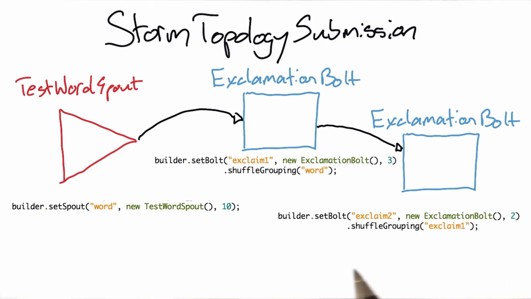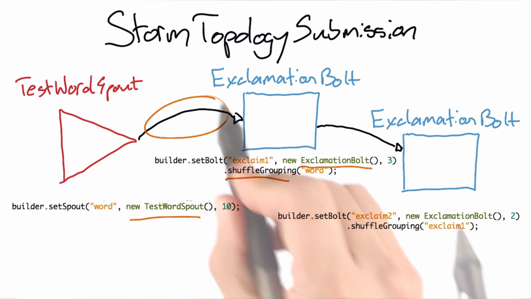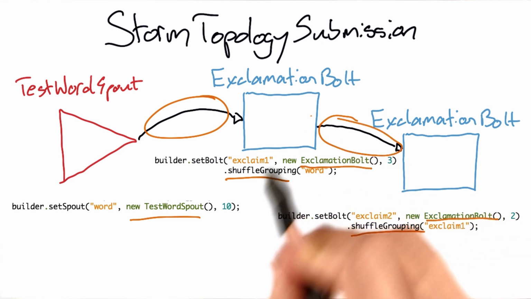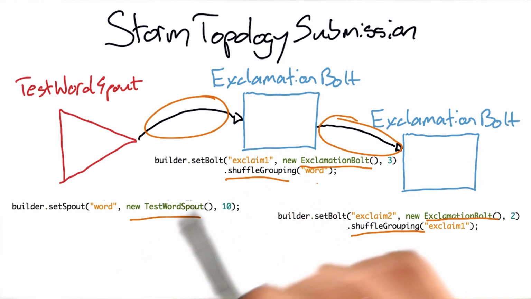In this section, we'll move on to a simple Storm topology submission. You'll submit the program that you just built in Maven. The topology you just built takes in a test word spout linked to an exclamation bolt using a shuffle grouping, linked to the same exclamation bolt using another shuffle grouping. We'll be exploring the design of topologies and the syntax, including groupings, throughout this course.